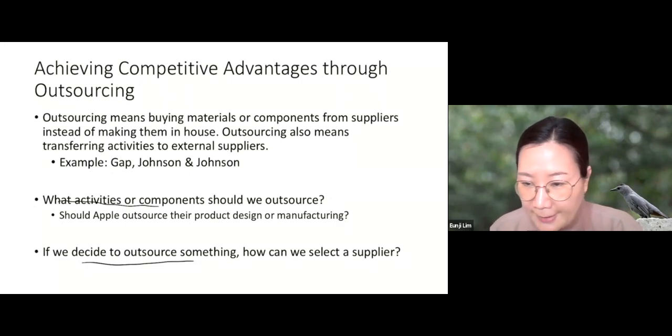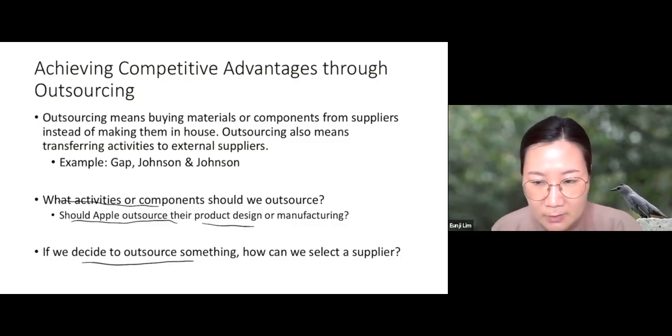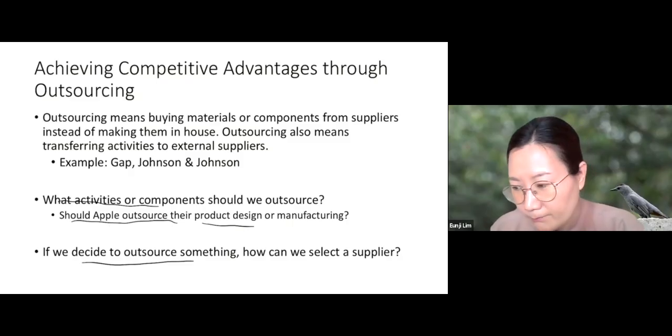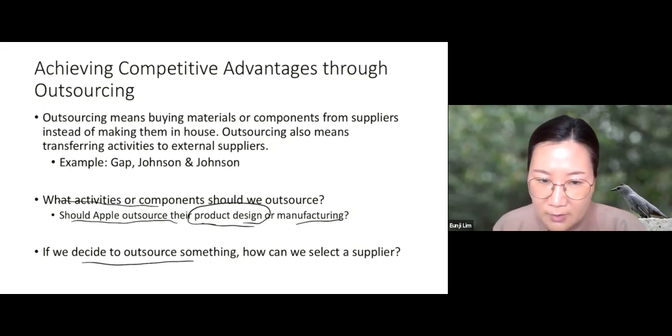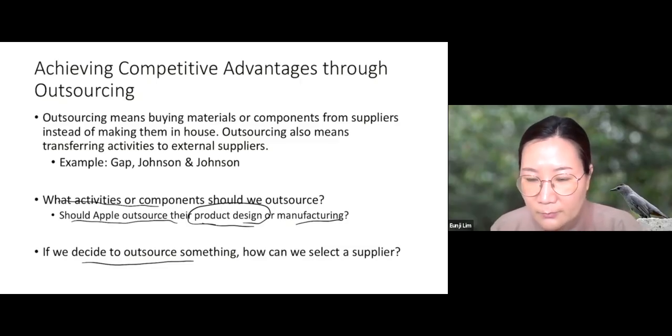For example, should Apple outsource their product design or manufacturing? How about their product design? They can't outsource their product design because that's what they do best. Product design is one of their core competencies. So they probably shouldn't outsource their product design. But on the other hand, they can consider outsourcing manufacturing because manufacturing is not one of their core competencies. There may be other companies who are better at manufacturing than Apple.